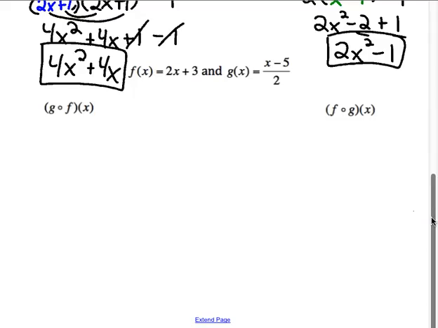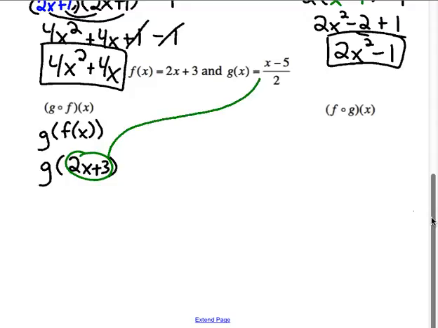Same thing in the next one. Again, all these problems work that same way. Once you transition, here I'm going to flip my notation, g of f of x. So basically, f is 2x plus 3. That is what I'm going to be putting into the g function wherever I see x. So here, I'm going to replace that x with 2x plus 3.